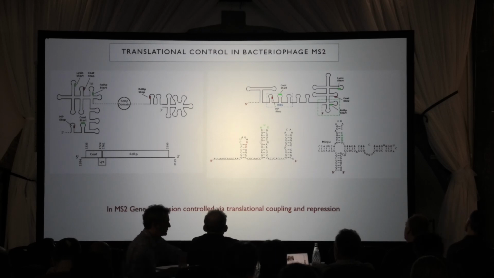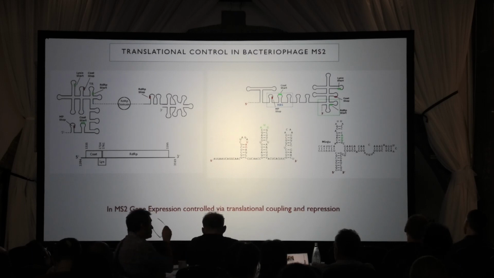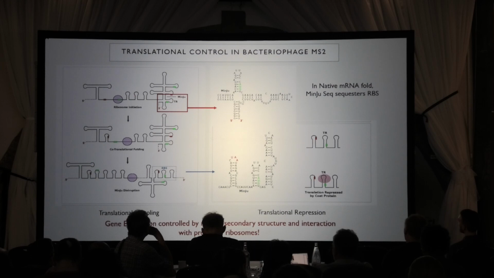But if we blow up the replicase start site, what you see is that the secondary structure of the viral RNA sequesters the start codon in this cloverleaf structure. So the ribosome has no access to that. This gives control over gene expression via what's called translational coupling and repression. That's demonstrated here in this cartoon.